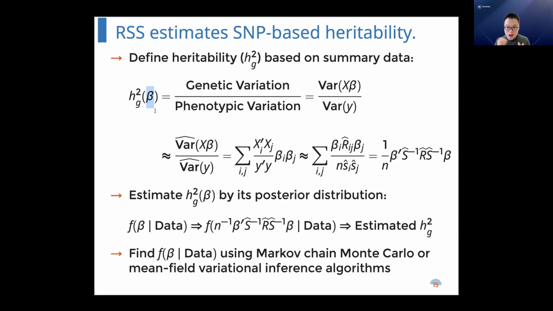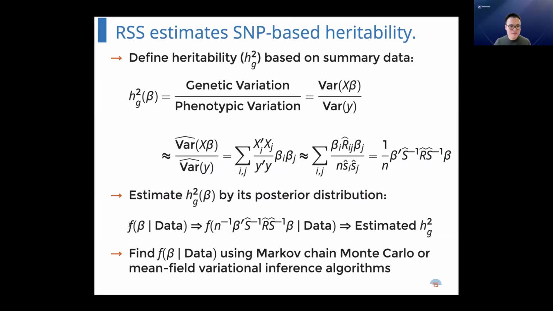So that determines how genetic that phenotype would be, because if all the beta are 0, there's not a genetic component at all, then there's no heritability at all. So this heritability is indeed a function of beta, and we can further show that this heritability can be approximated by a very simple quadratic form for beta. This is how we estimate heritability in practice.